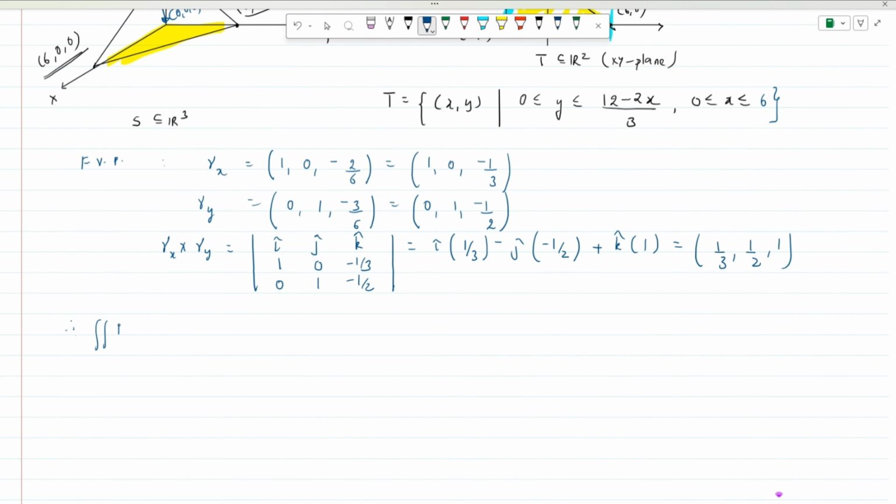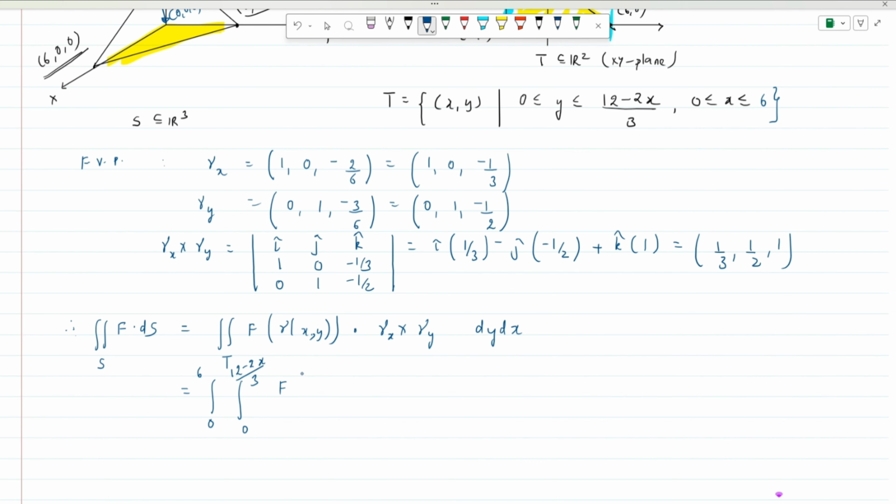The surface integral of f dS over S, by definition, is going to be the double integral over T of f applied on gamma of xy, the dot product taken with the fundamental vector product, which is gamma x cross gamma y. And since we have said that T is a type 1 region, the order of integration is going to be dy dx. Now writing down the limits for x, it is 0 up to 6. The limits for y is from 0 up to (12 minus 2x) over 3.